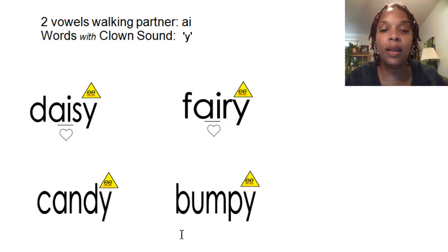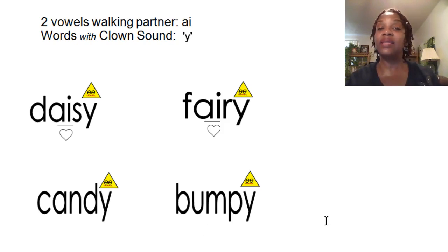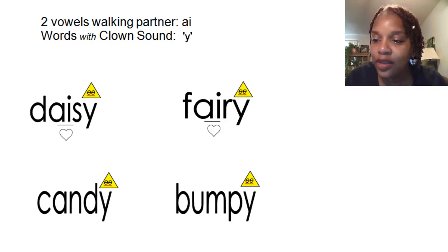Bumpy. You say it. Bumpy. And again, the letter Y is clowning around making the E sound because one of its first cousins is in this word, the letter U. Bumpy. If something's bumpy, what does that mean? Can you think of a sentence that uses the word bumpy? Maybe if you're riding in the car, and the street has bumps and lumps or rocks. It's a kind of a bumpy ride. You're kind of bumping along, right? Bumpy. Good job.